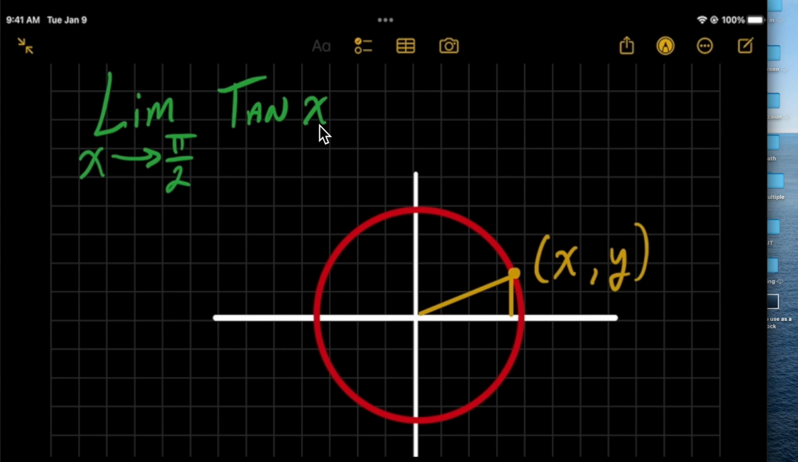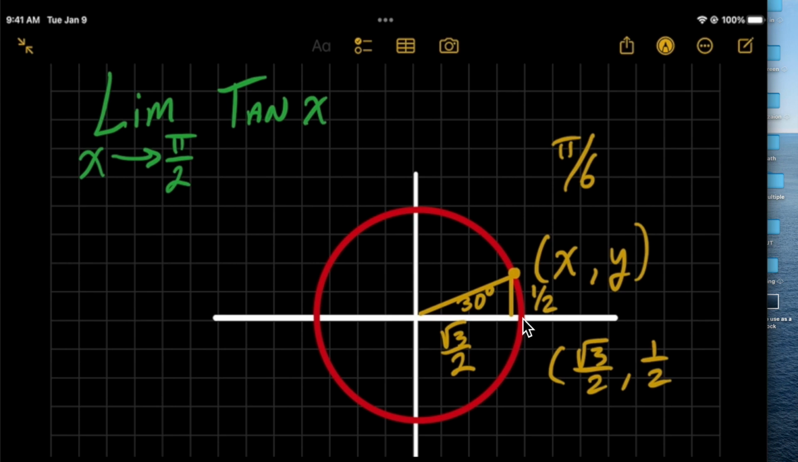So in this case, if we looked at the angle of 30 degrees, otherwise known as pi over 6 radians, we know that this x value is going to be the square root of 3 over 2, and this y value is going to be positive 1/2. Both of them are positive, actually. So the x coordinate is square root of 3 over 2, and the y coordinate would be 1/2.